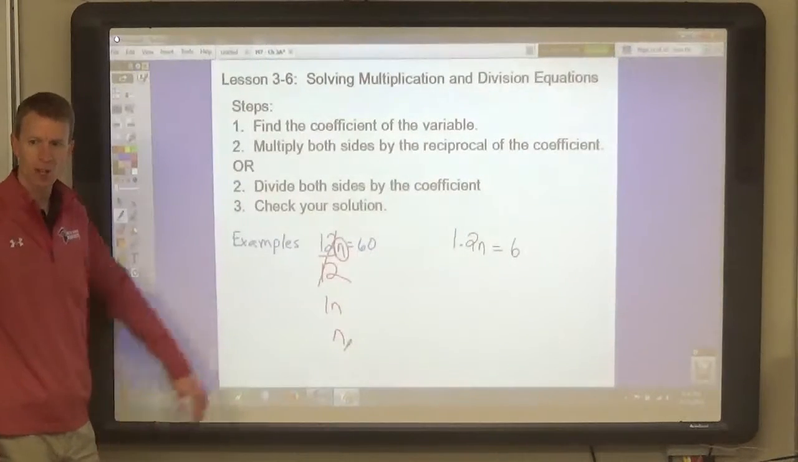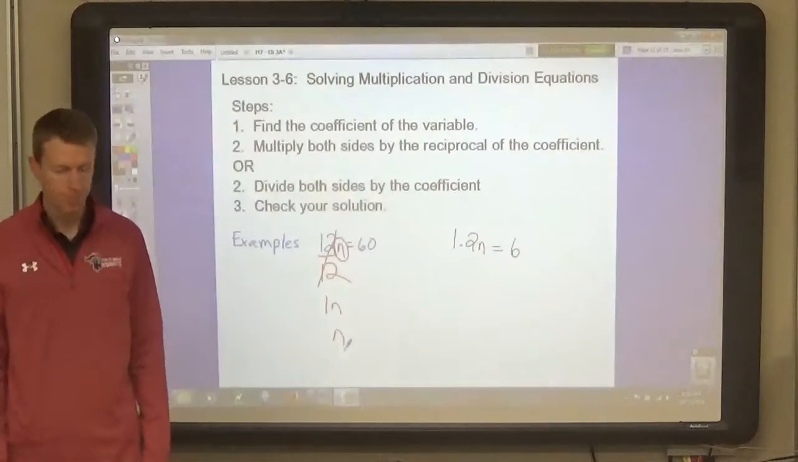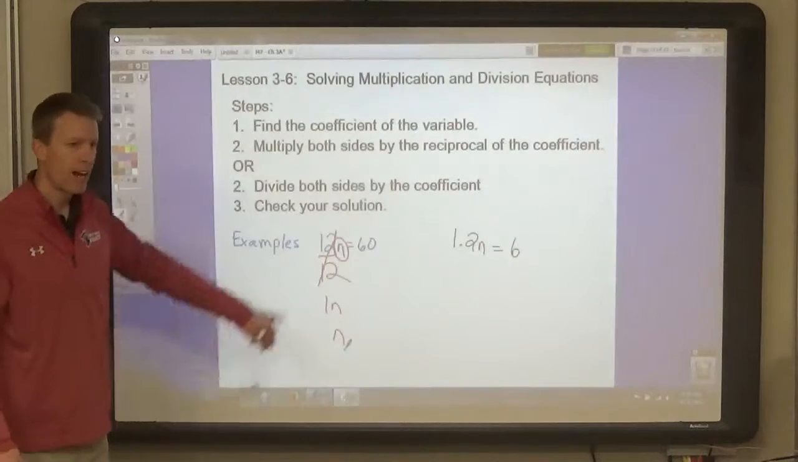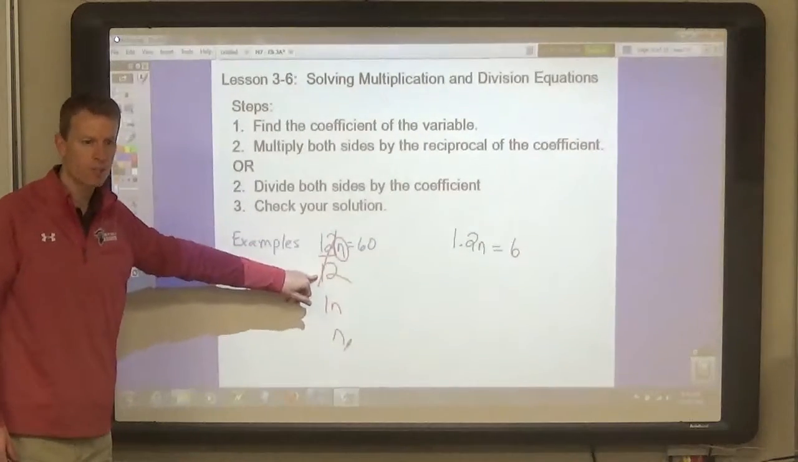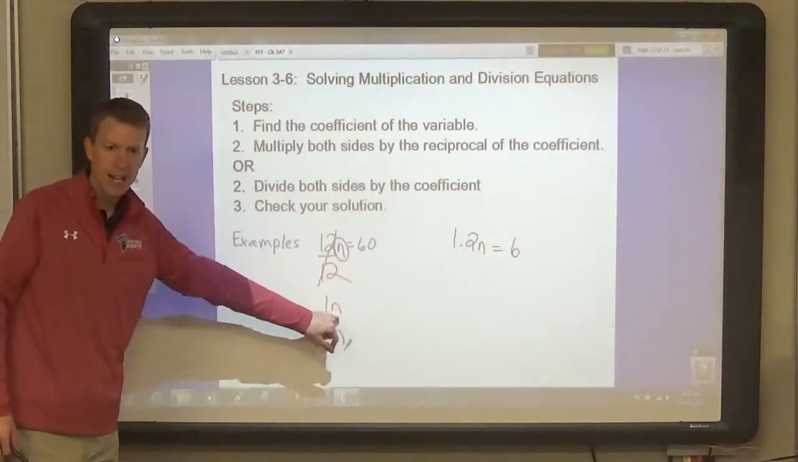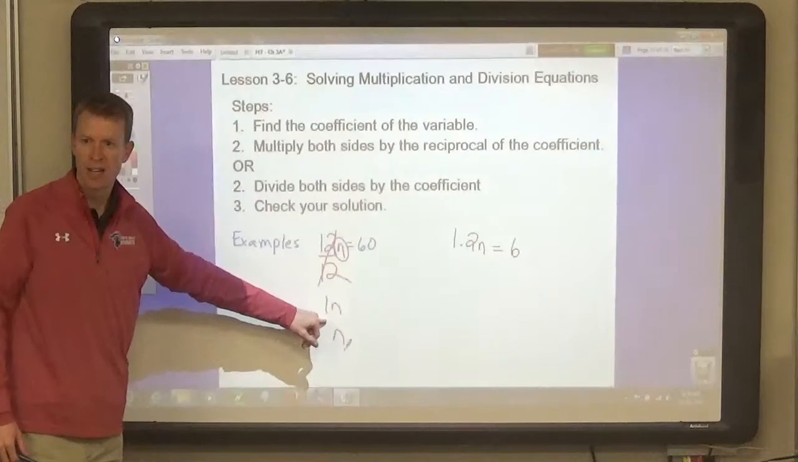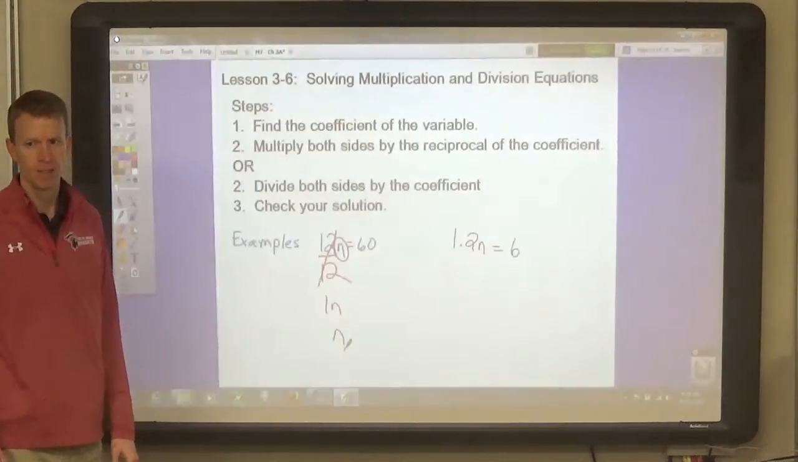Okay? So, copy this down. This is the example I want you to copy into your notes. Divide by 12. Cross off the 12s. Write 1n, because 12 divided by 12 is 1. And 1n is the same as n. That's what that means. Okay?